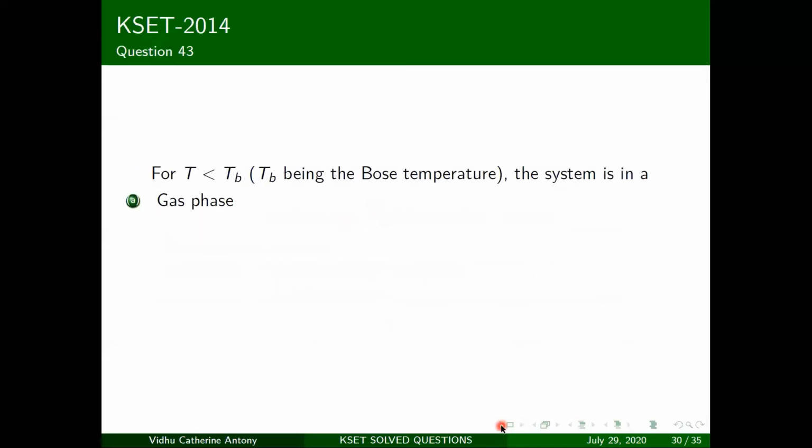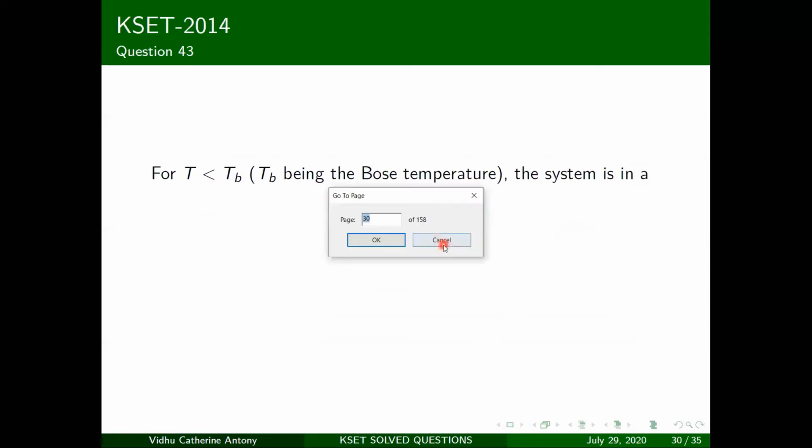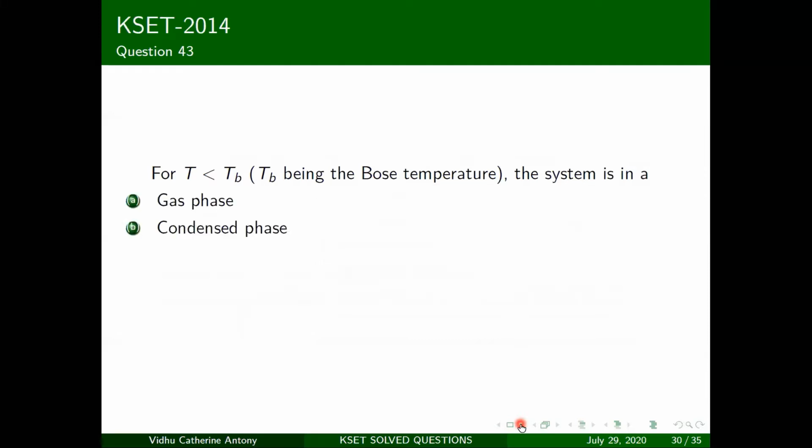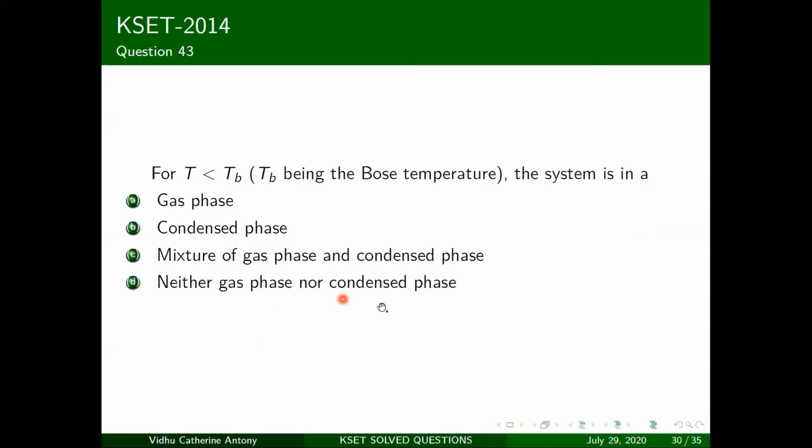This is something that I want to discuss a little carefully. For the temperature less than TB, where TB is your Bose-Einstein condensate temperature, called the Bose temperature here, the system is in a gas phase, condensed phase, mixture of gas and condensed phase, or neither gas nor condensed phase.